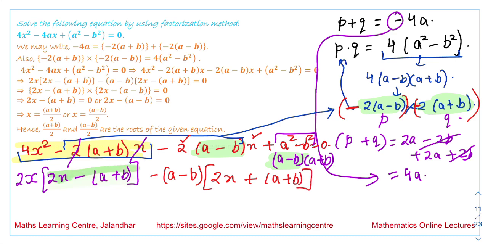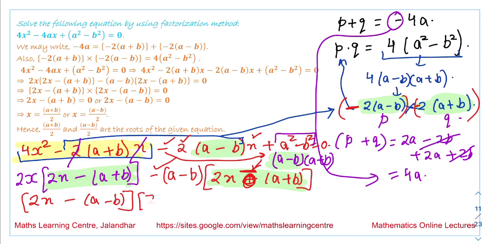Look at this term over here. It is 2x minus (a plus b). This is a minus sign we have taken common, so this will change the sign to minus. So both the signs are the same, and we are left with 2x minus a minus b into 2x minus a plus b. All these terms are equal to 0 from this equation.